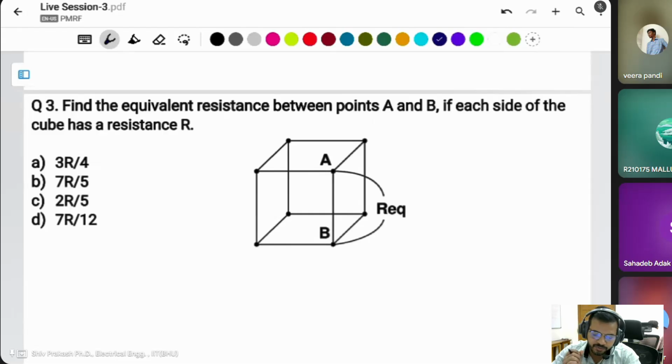The next question: find the equivalent resistance between point A and B if each side of the cube has a resistance R. Asking the equivalent resistance between these terminals.